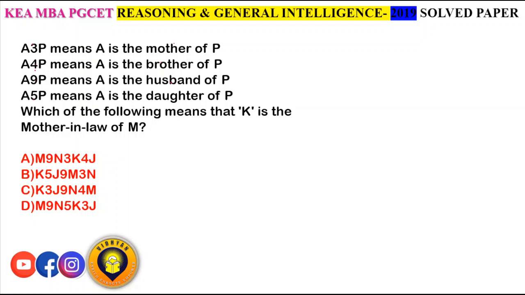A3P means A is the mother of P, A4P means A is the brother of P, A9P means A is the husband of P, A5P means A is the daughter of P.